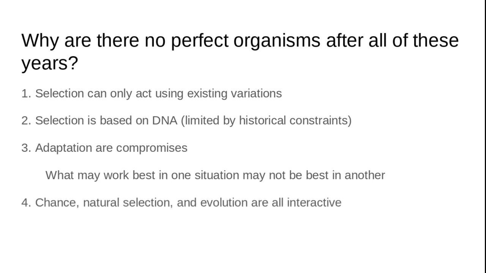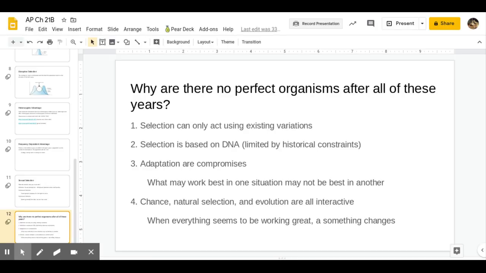And then lastly, chance, natural selection, and evolution are all interactive. They all work together. You may come up with something that you think is the ideal situation, and then all of a sudden the weather changes. Or you may be having the ideal senior year, and then all of a sudden COVID-19 hits and everything changes. So everything's interactive, all types of evolution and all things that affect how things evolve over a period of time. This concludes our notes for today.